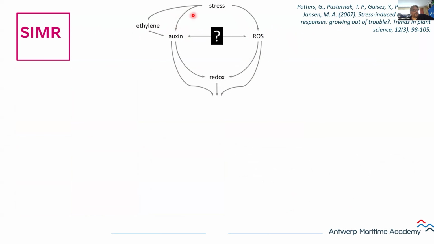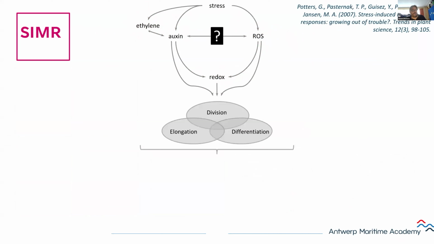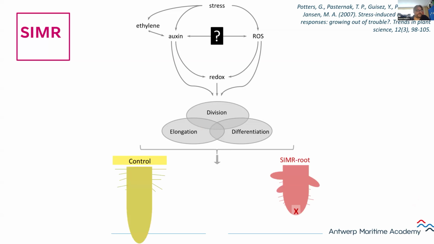That is that you have an interplay between stress, the hormone auxin, the stress hormone ethylene, reactive oxygen species, and something that we called the redox state of a plant. Well, actually not us. That will affect division, elongation, and differentiation. And that will then cause a difference in general habitus of the plant. This is the control root. This is what we dubbed SIMR, stress-induced morphogenetic response.